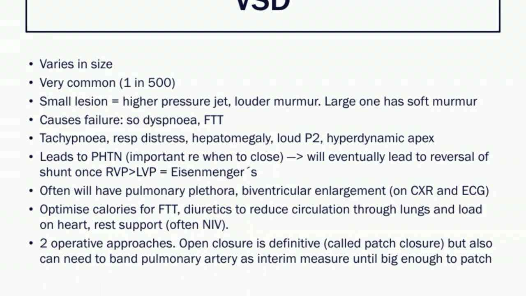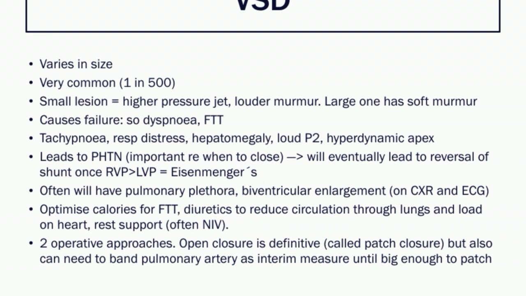The treatment for this is to optimise their calories, so they're growing, so they're big enough to have a proper operation, to use diuretics to reduce the amount of fluid that's going through their entire circulation and thus through their lungs, and reduce the load on the heart. And you often use respiratory support, which is often NIV, basically to take the pressure off their breathing so they don't burn all the calories off to grow.